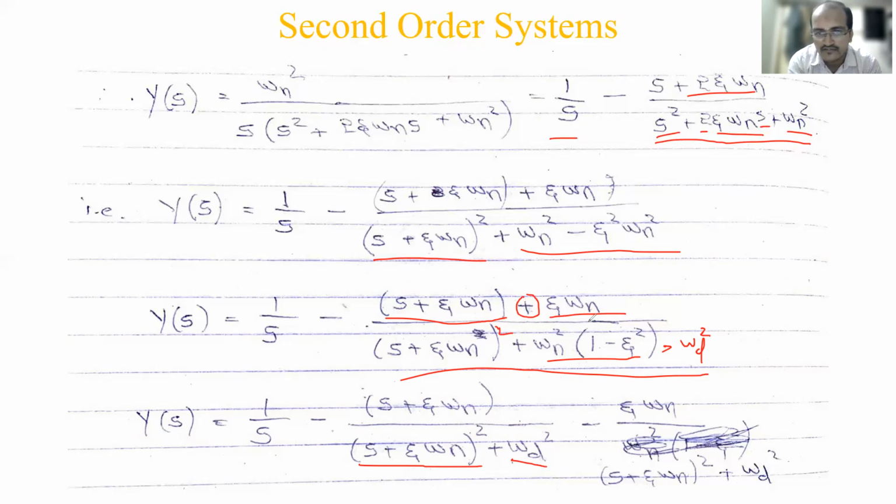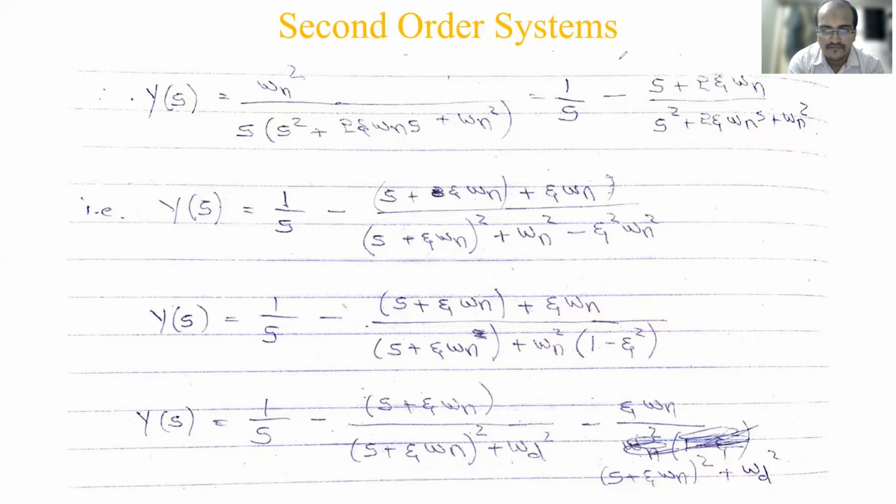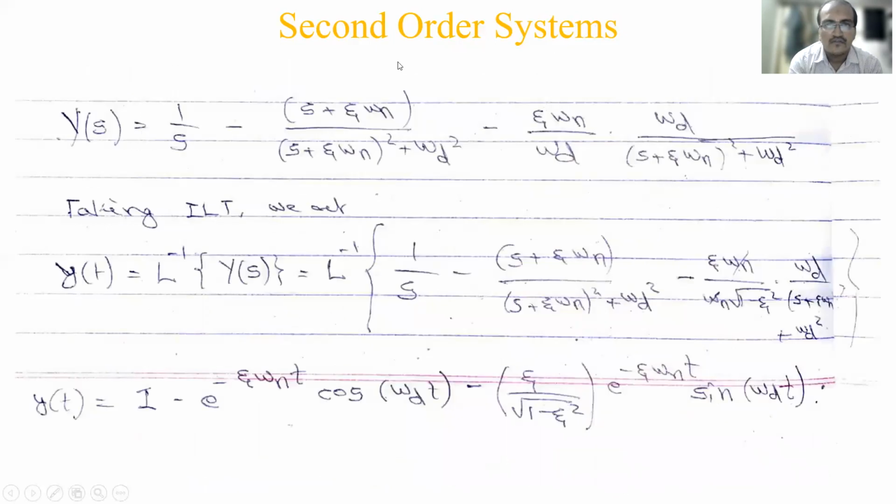So this only I have split, and minus 2 zeta omega n by again the same denominator, (s plus zeta omega n) square plus omega d square. Okay, so we'll continue with the same thing. So next step, what will I do? Y of s equals 1 by s, no change. Then (s plus zeta omega n) by (s plus zeta omega n) square plus omega d square. Here also no changes.